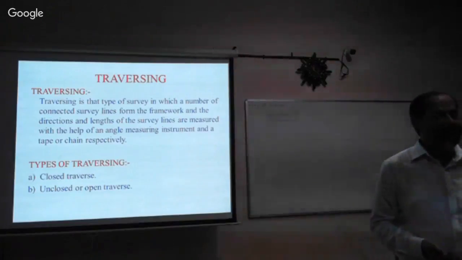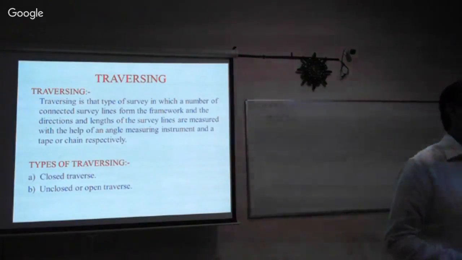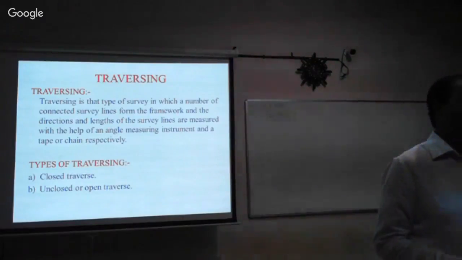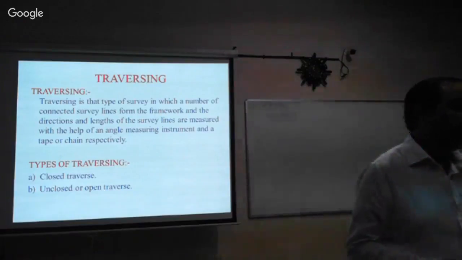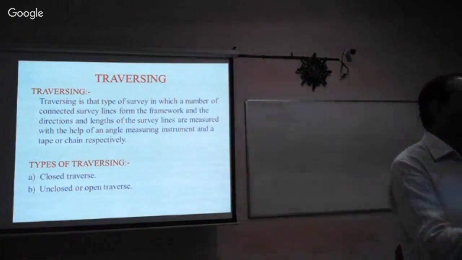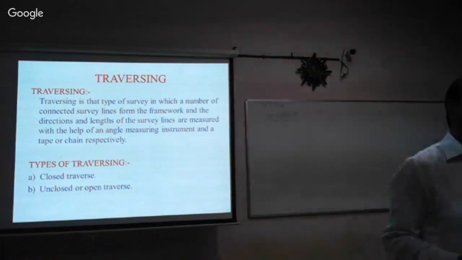Open traverse is mainly used in prolonging the center line along the center line of a road, rail, canal, pipelines, water supply scheme, drainage lines. That means the beginning point will not coincide with the end point. It is a continuous survey work, isn't it?